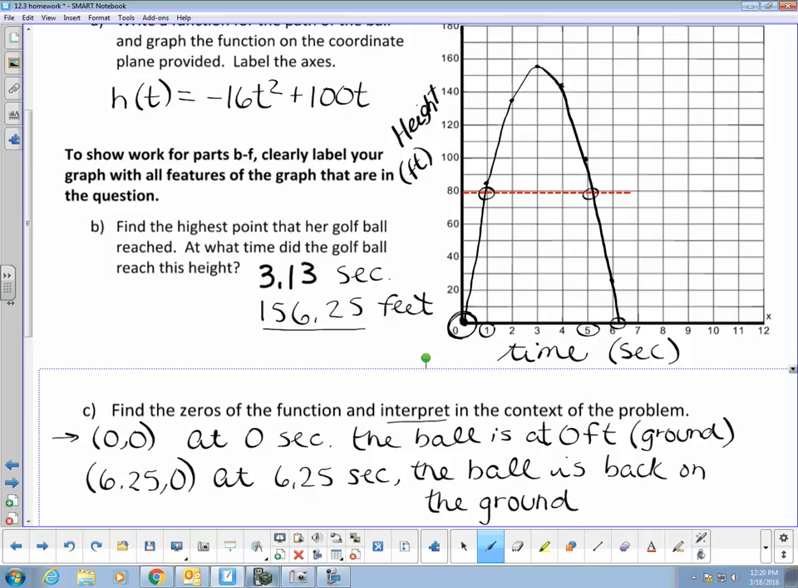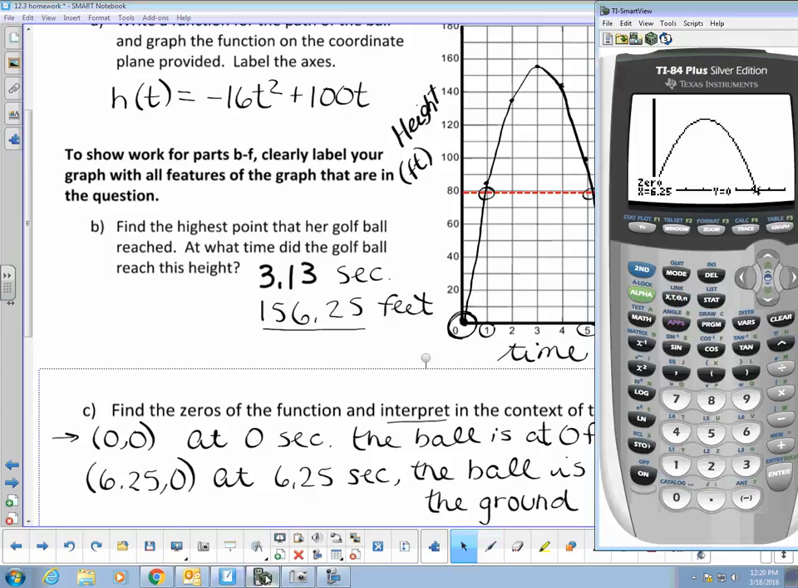So we need to find out what those two time values are, and we're going to use the graphing calculator again to find those two values, and we're going to use the table to help us with that. So I'm going to just see where I am at my table right now. On my table, I notice that I'm close to 80 feet. I notice at 1 second I'm at 84 feet. So I really want it to be 80 feet.